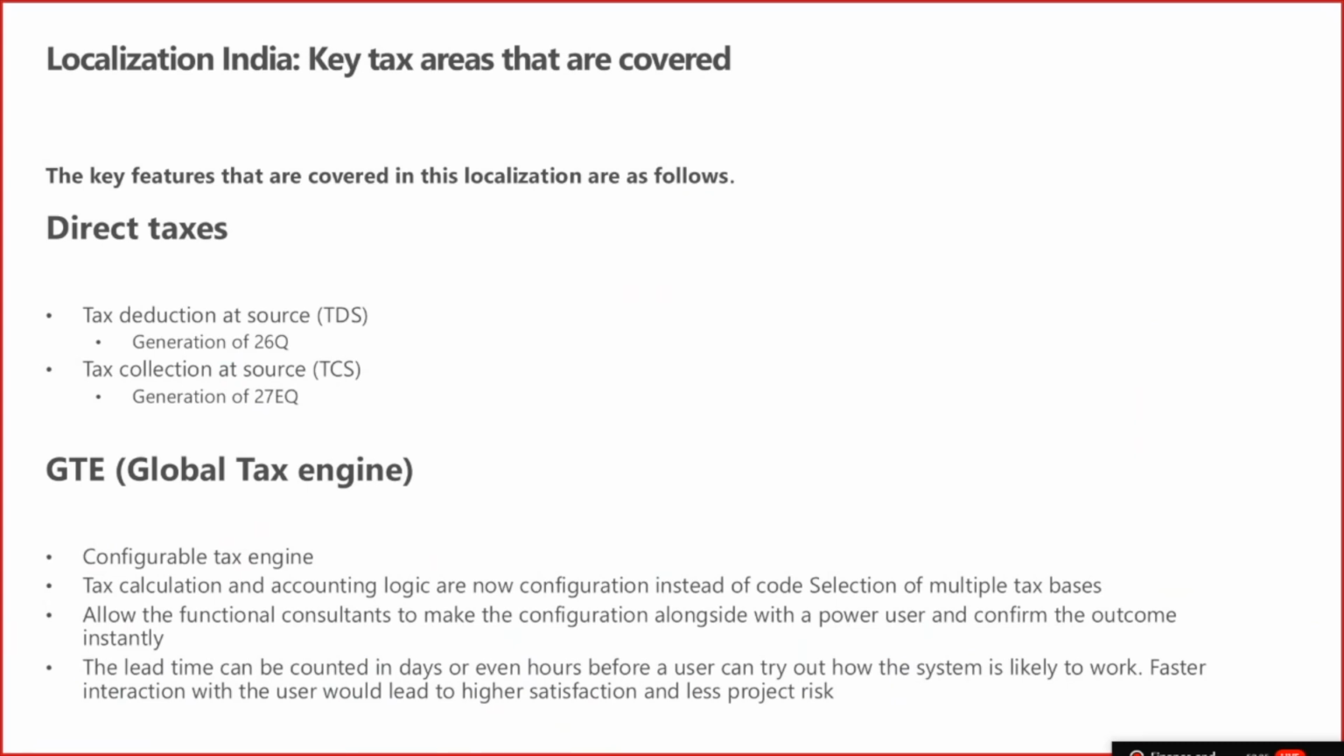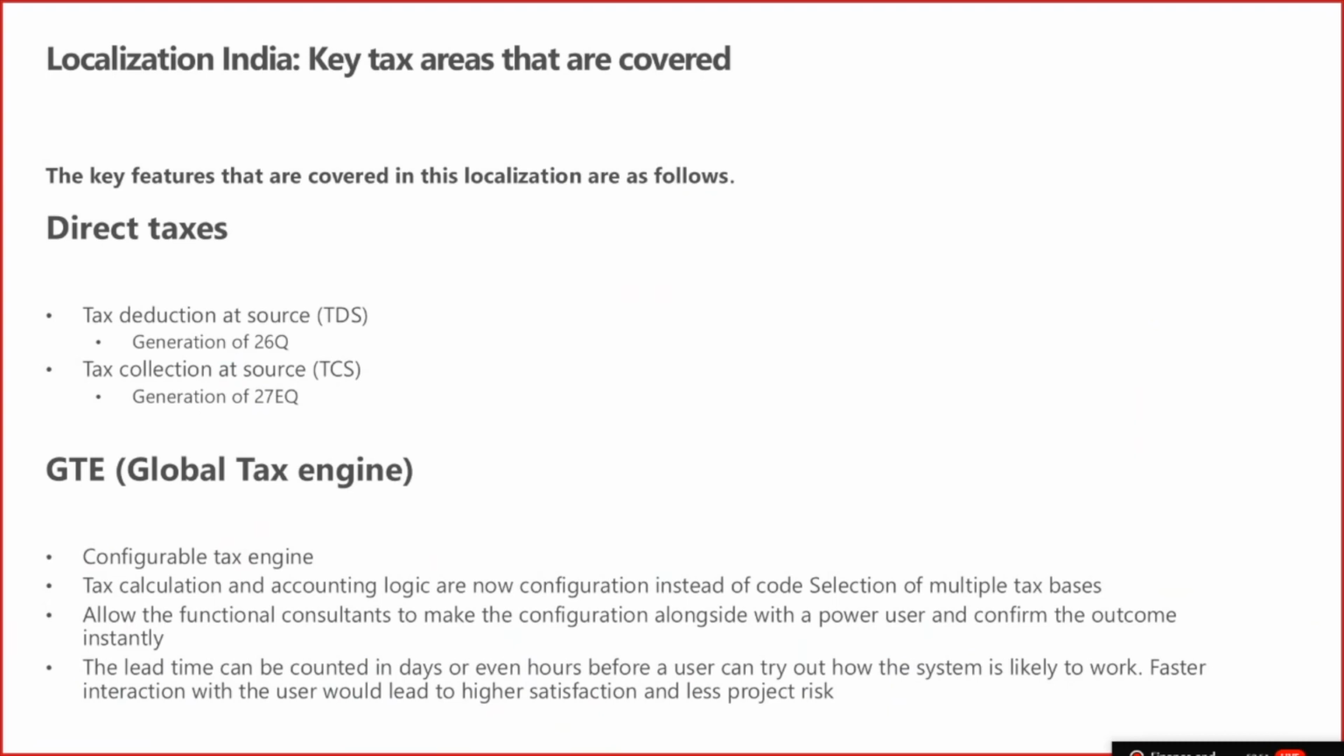Secondly, on the Microsoft Docs, you have a lot of information actually indicating what features are available, what scenarios can be executed for the India localization. So you can refer to those documents and it will give you a fair amount of idea what is covered in the localization. So first I start with the direct taxes.